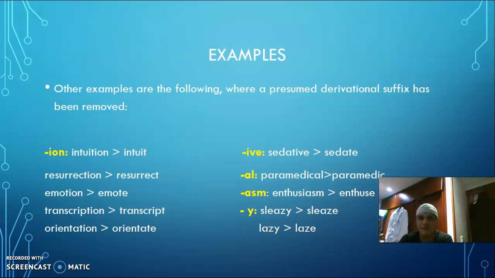Other examples are the following, where a presumed derivational suffix has been removed, as in examples like the endings -ion: intuition, intuit, resurrection, resurrect, emotion, emote, transcription, transcript, orientation, orientate, or in endings as -ive: sedative, sedate, ending -al: paramedical, paramedic, ending -asm: enthusiasm, enthuse, or the -y ending: sleazy, sleaze, or lazy, laze.